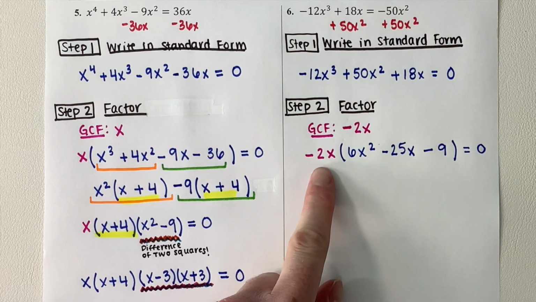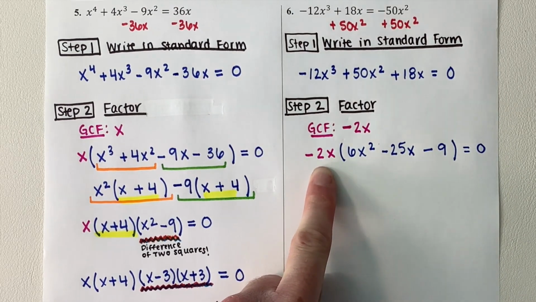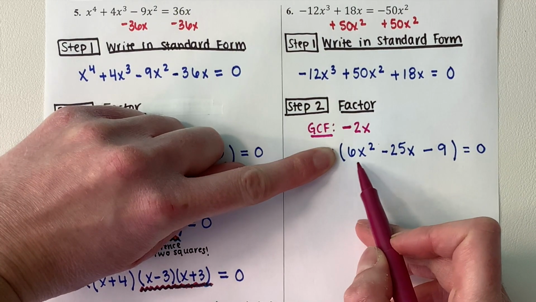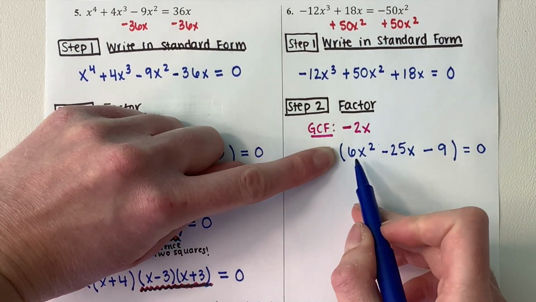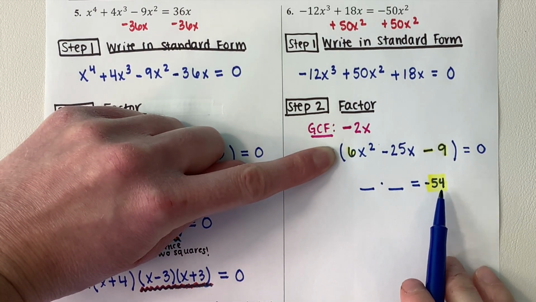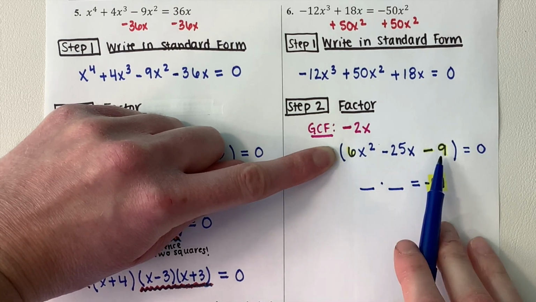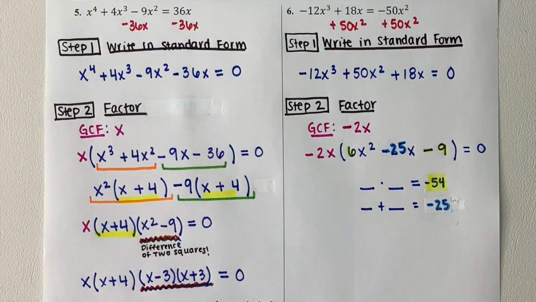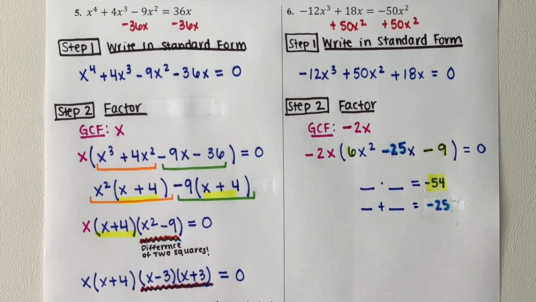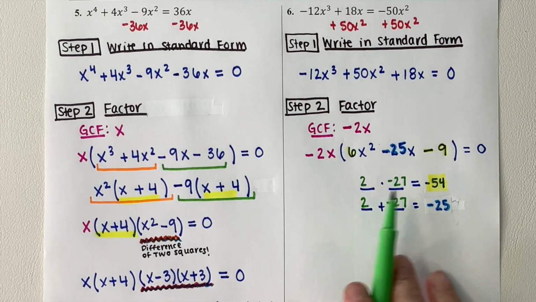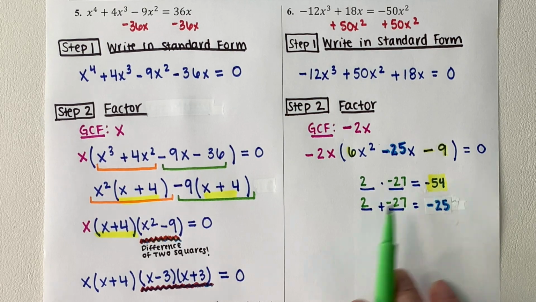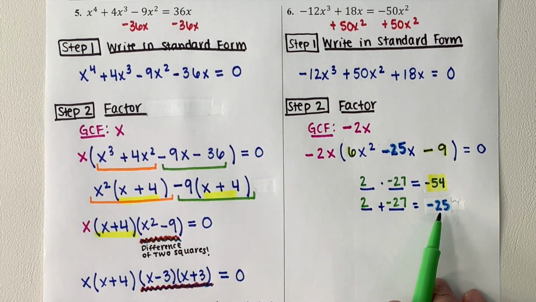Now that we've factored out the greatest common factor, we of course need to include it in our final factored form. But I'm going to ignore it for the time being as we focus on factoring this trinomial. To factor this trinomial, we need to find 2 numbers that multiply to give us negative 54. Negative 54 comes from multiplying 6 times negative 9. And we need those same 2 numbers to add to give us negative 25, which is the coefficient of the x term. The 2 numbers that work are 2 and negative 27, because 2 times negative 27 equals negative 54, and 2 plus negative 27 equals negative 25.